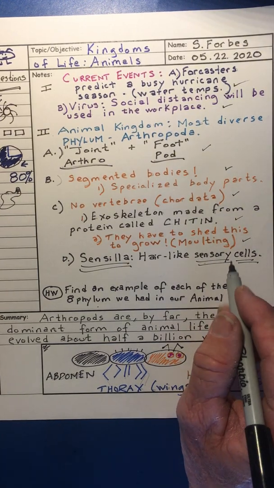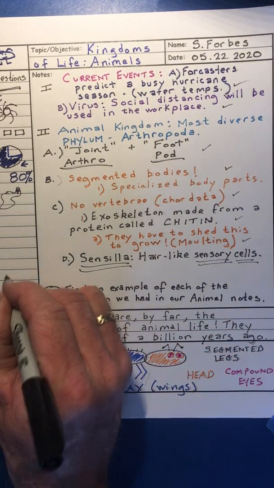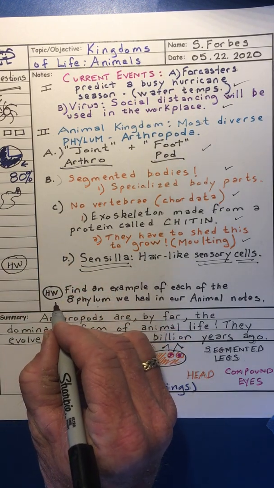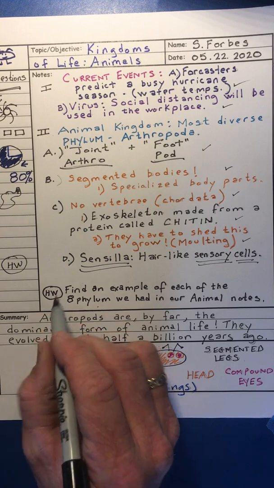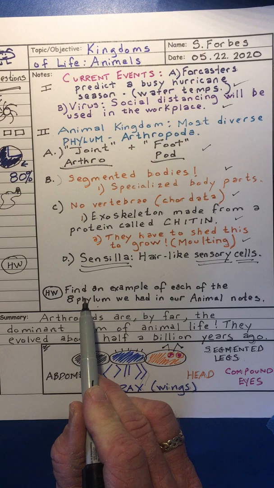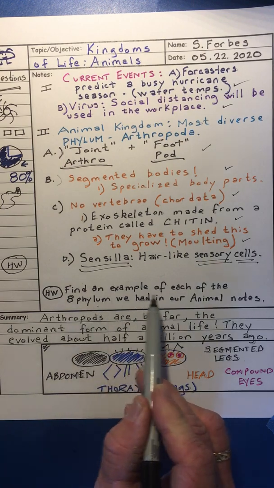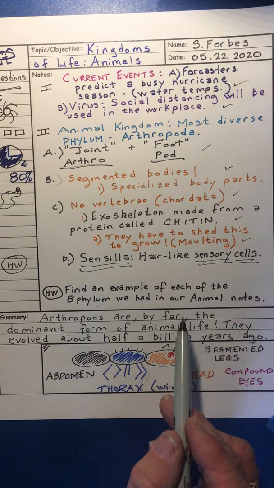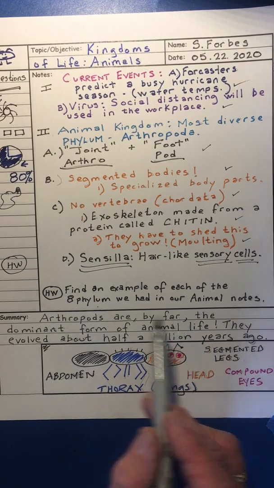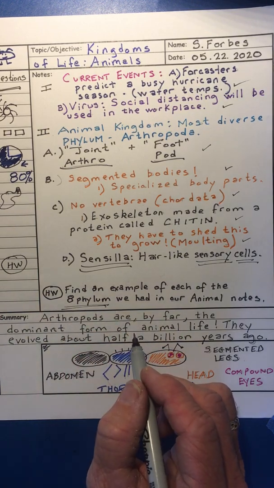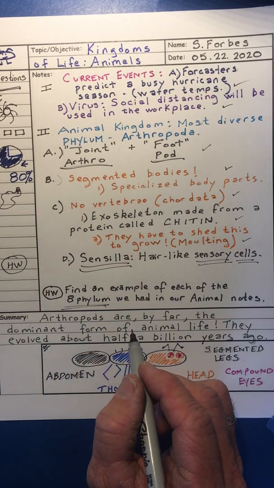And if you check out our homework, remember I always use a little HW symbol because it's my personal quick way of writing homework instead of writing the word homework every time on the board. You might remember that from class. Remember, you should be looking for an example of each of the 8 phyla that we had in our animal notes. So the animal kingdom we broke down the other day into 8 different phyla, the 8 major phyla. There's more than 8 phyla in the animal kingdom, but we asked you to look up an example from each of the 8 phyla that we had in class.